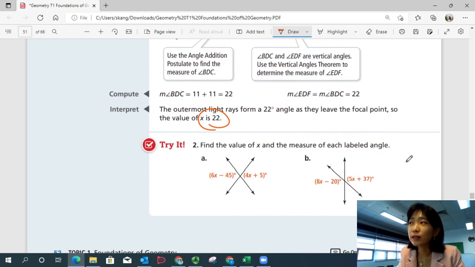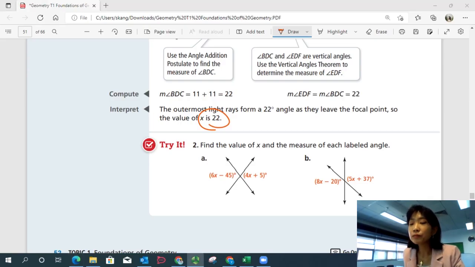Try number 2. Find the value of x and the measure of each labeled angle. See if you can figure out x and then figure out the angles by yourself. Make sure you're not stopping when you figure out the x. X is not the angle. You need to figure out the angle after you figure out x. Okay, come back when you're ready for answers.